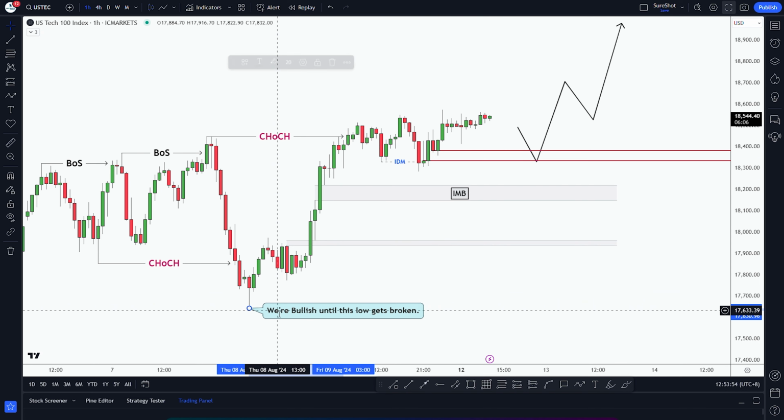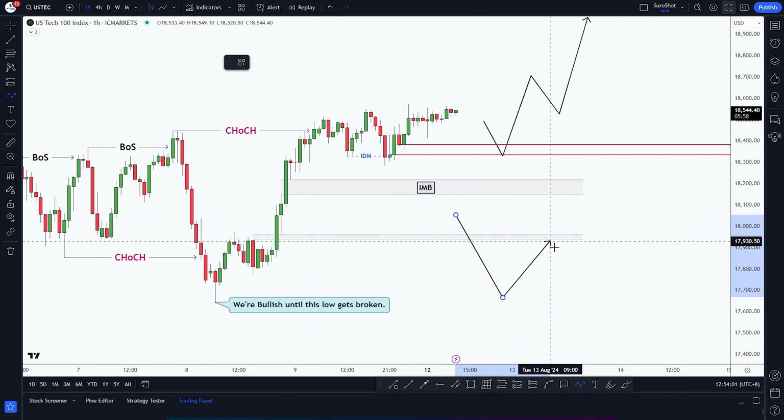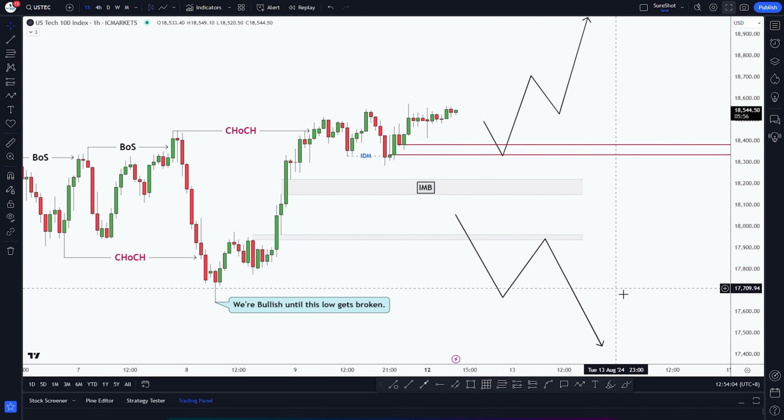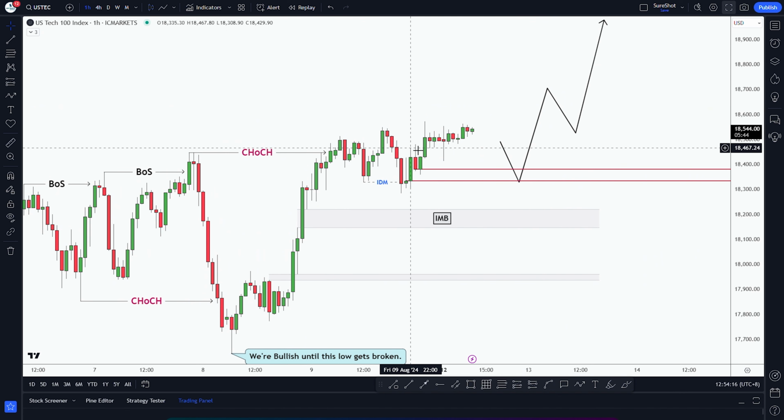But we also have to keep in mind that the market may not respect the zones and break through the lower low. In that case, the market may switch its direction from bullish to bearish and we will then look for sell setups. That's all for our NAS100 forecast for the week.